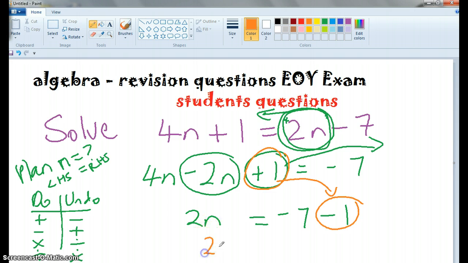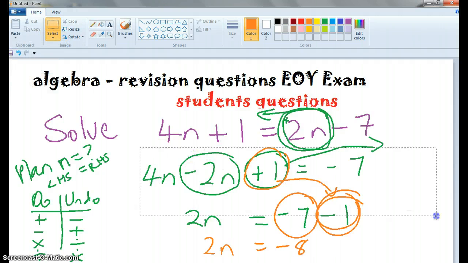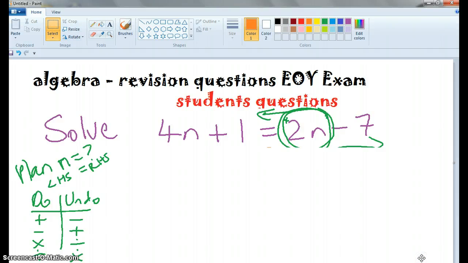So here we've got 2n. How do I get minus 7 minus 1? Minus 8. Okay. So now I'm going to actually just get rid of all of this and do it a bit tidier. So what I would write is actually 4n minus 2n equals minus 7 minus 1.